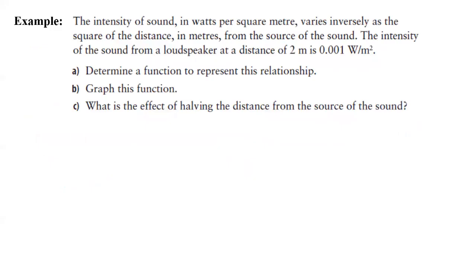All right, let's see an example here. The intensity of sound in watts per square meter varies inversely as the square of the distance in meters from the source of the sound. The intensity of the sound from a loudspeaker at a distance of 2 meters is 0.001 watts per square meter. A, determine a function to represent this relationship. B, graph this function. C, what is the effect of halving the distance from the source of the sound? Okay, I'll give you 2 minutes to think about it, and then let's have a look at the solutions together.